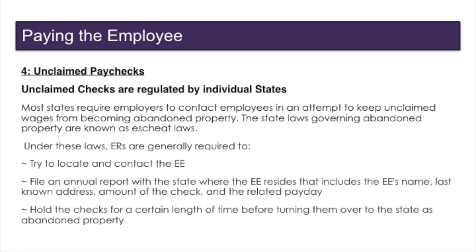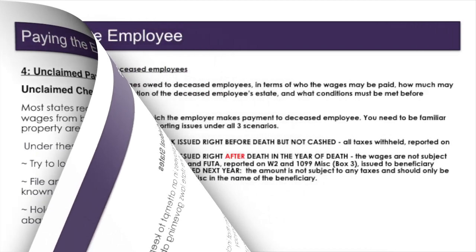Under these laws, the employers are generally required to try to locate and contact the employee, file an annual report with the state where the employee resides that includes the employee's first name, last name, address, amount of check, and the related payday, and then hold the check for a certain length of time before turning it over to the state as abandoned property. All these laws are called escheat laws.